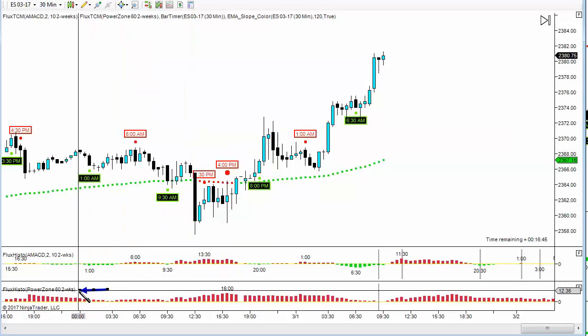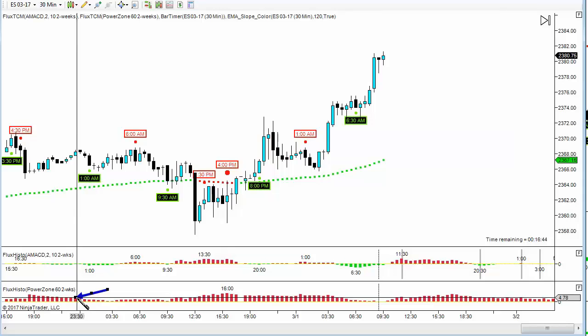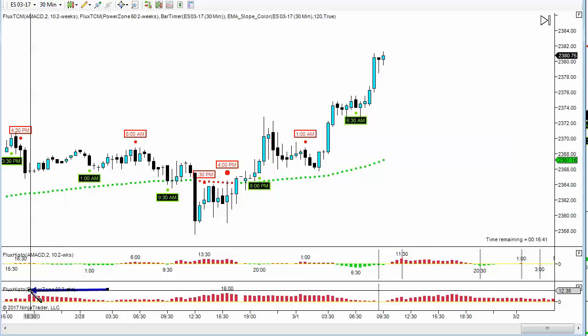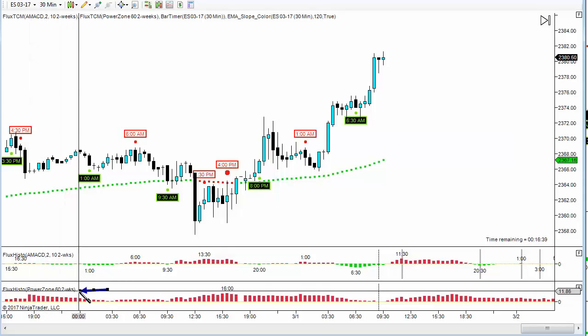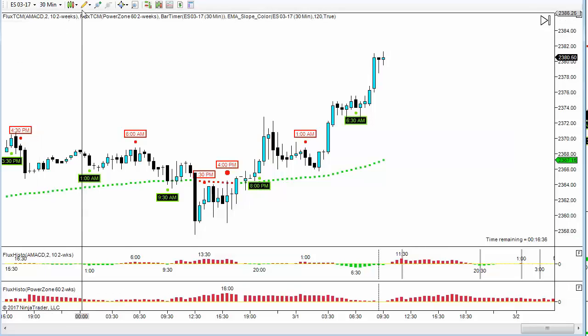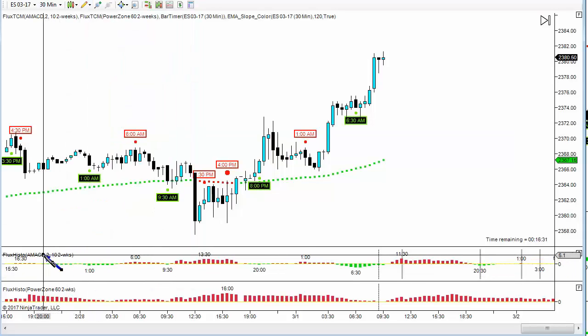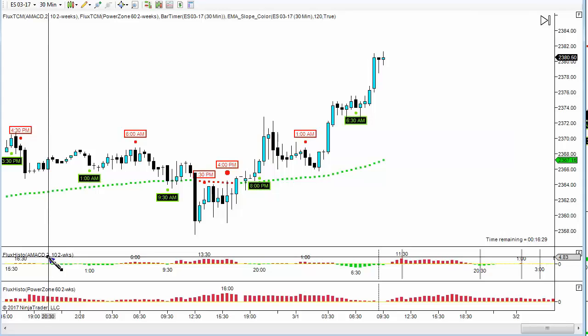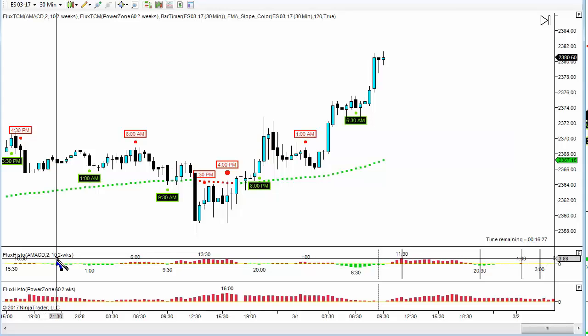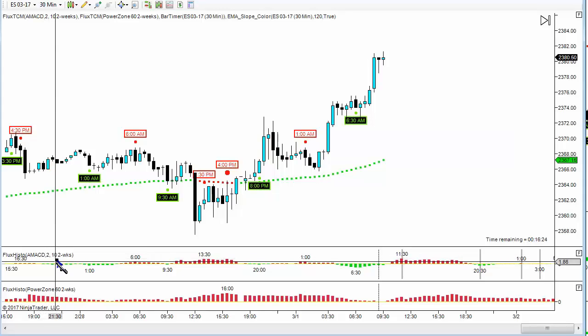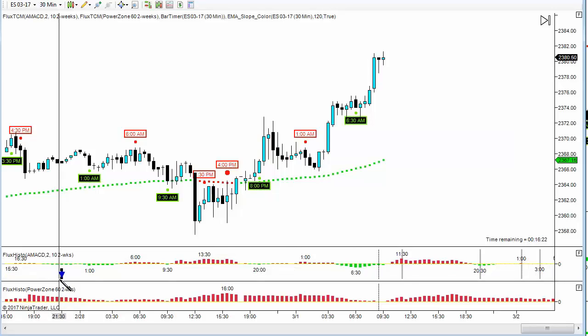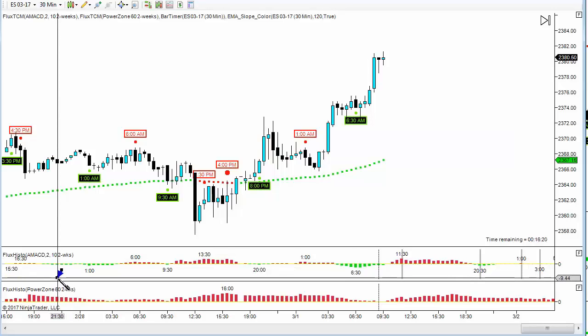You have the histogram for trend on the bottom if you elect to use that. We call it a power zone. It's a trend histogram. Then you also have the momentum histogram. The MACD histogram I'm using in this case is based off of a 2-period fast, 10-period slow MACD. The power zone was based off of a 60-period SMA, if you follow this video in the future.